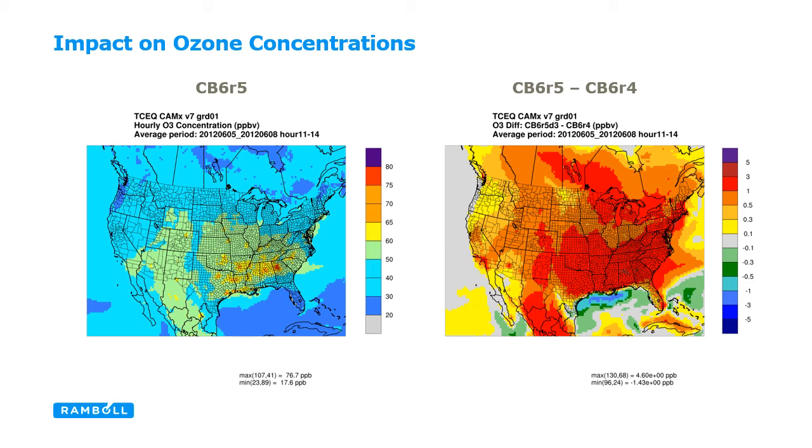As can be seen in the right figure, CB6R5 increased ozone production during the high ozone period modeled relative to CB6R4 over Texas and the majority of US, with most changes ranging from 0.3 to 3 ppb.